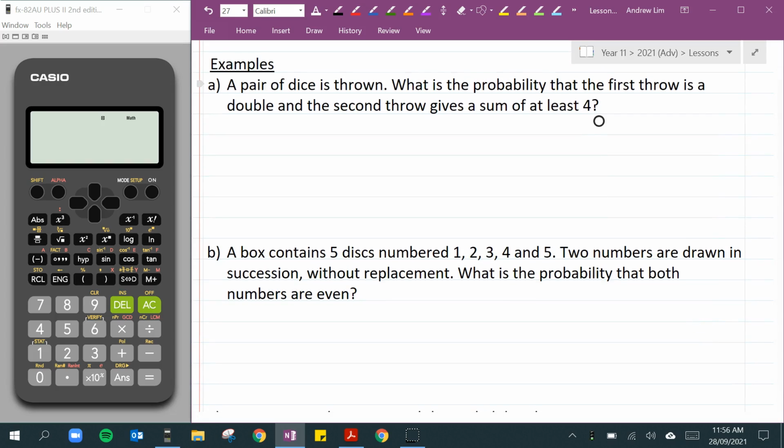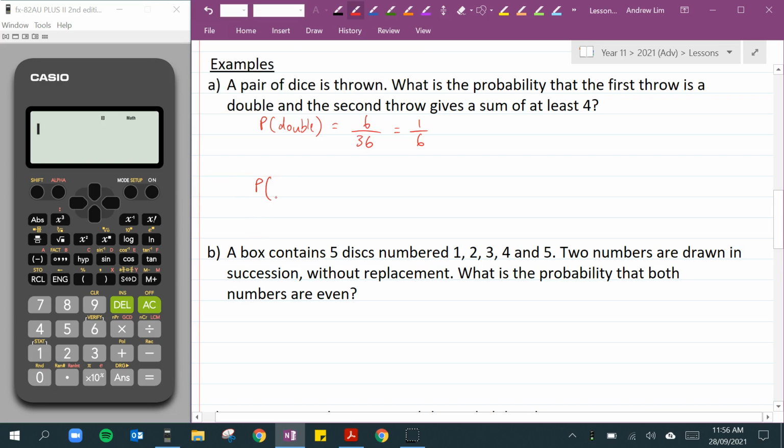Question A. A pair of dice is thrown. What is the probability that the first throw is a double and the second throw gives a sum of at least 4? Now, we know that when we throw a pair of dice, there's going to be 36 outcomes. Out of those 36 outcomes, how many are doubles? 6 of them. You can get double 1, double 2, double 3, double 4, double 5, or double 6. So that simplifies to 1 over 6.